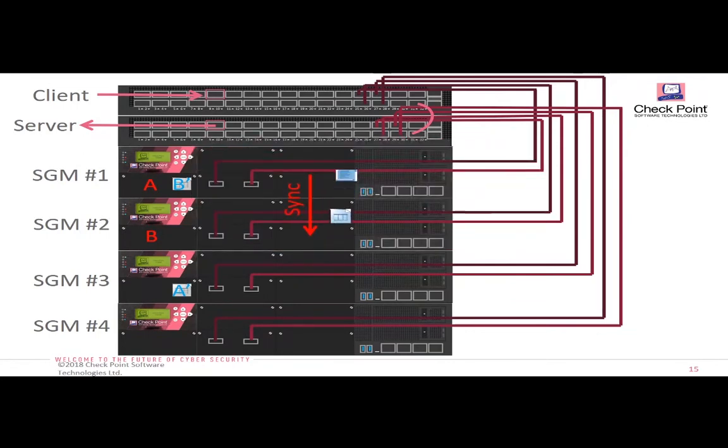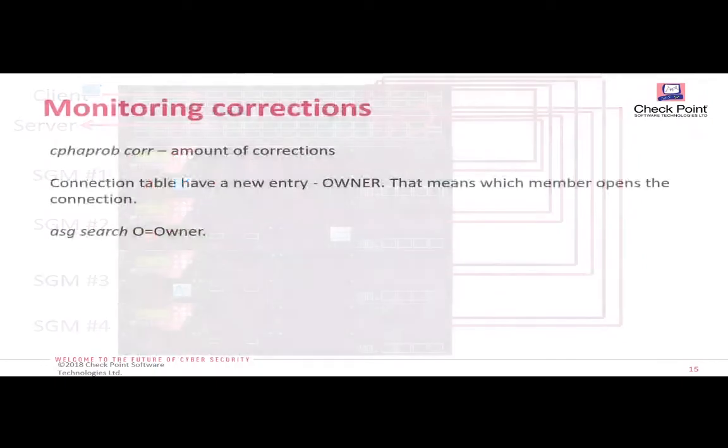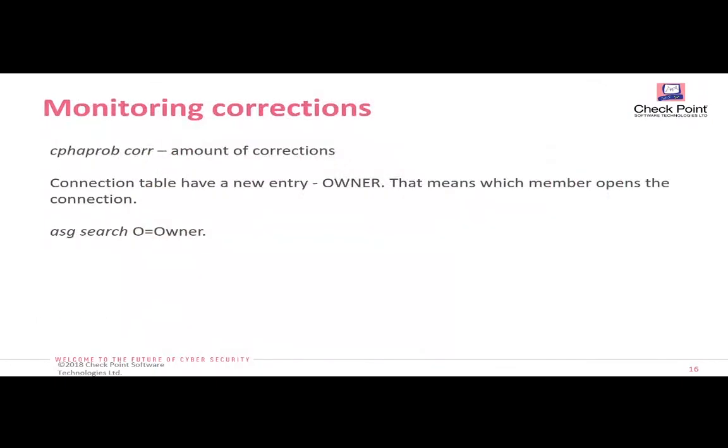Security gateway module 1 synchronizes the state of the connection with this new packet to the backup of the original connection, security gateway module 2, and then sends the packet off to its next destination, which in this case is the internal desktop host. So a lot of moving parts.